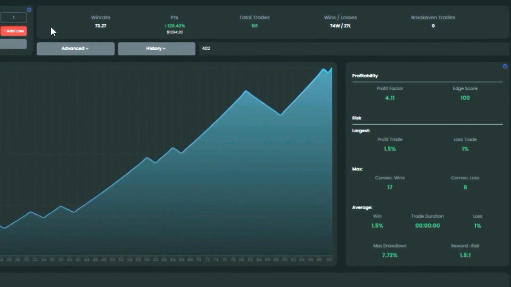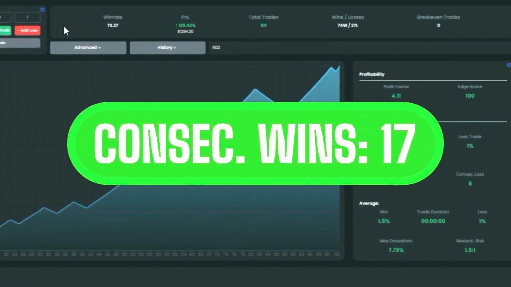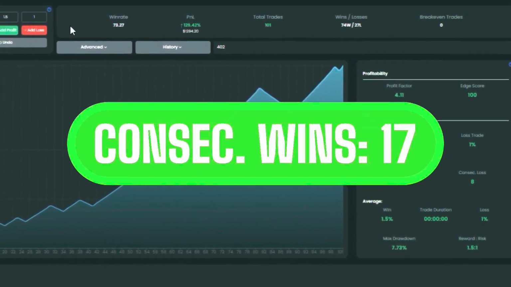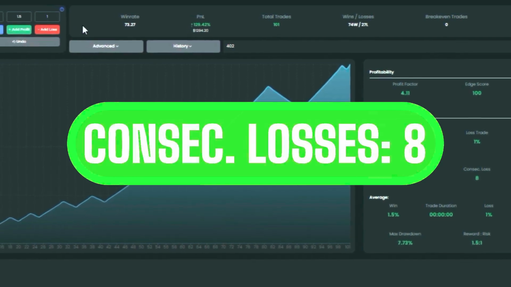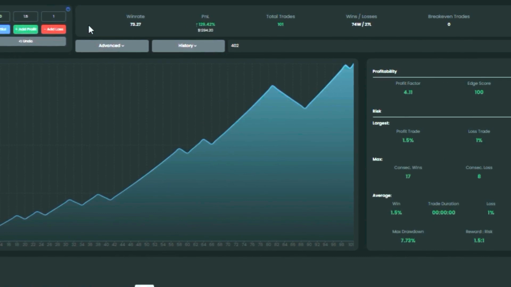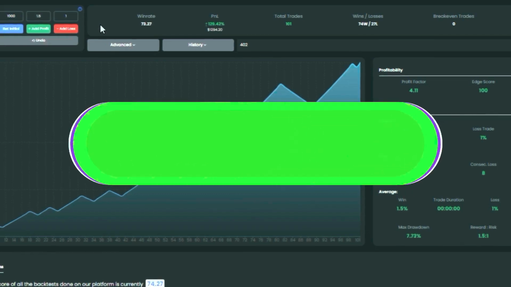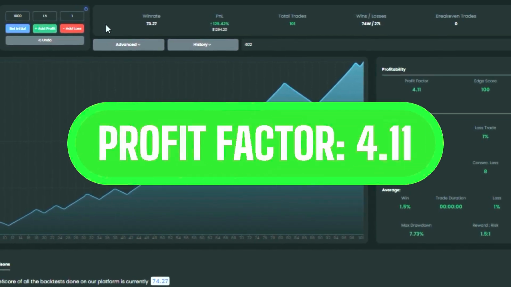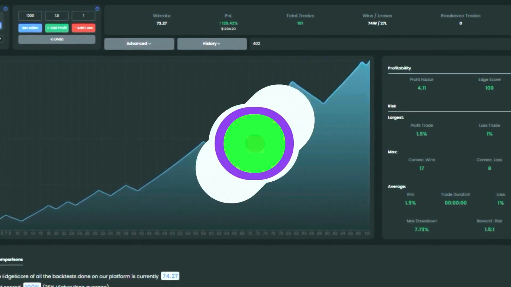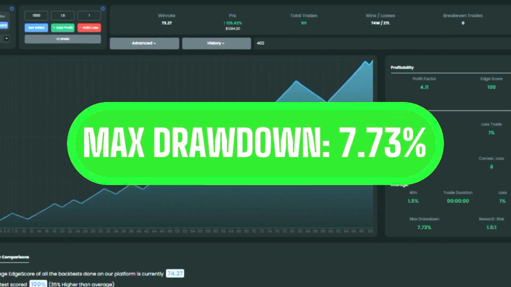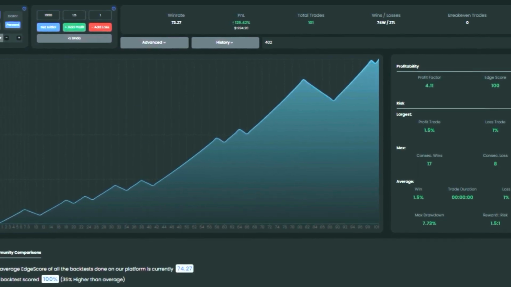During this time, we experienced an astonishing streak of 17 consecutive wins, showing the strategy's potential for consistent success. Even more impressive, the largest streak of losses was only 8, indicating a good balance of risk and reward. In addition to those notable achievements, we also observed a profit factor of 4.11, which compares the profit to loss, showcasing the strategy's efficiency. A max drawdown of only 7.73%. This represents the largest drop from peak to trough, indicating that the strategy can manage risk effectively.